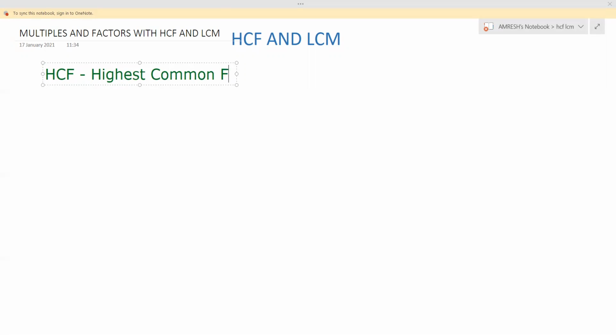So, highest common factor. HCF is the highest common factor. What do you understand by the highest? We have learned about common factor. What is the highest common factor? The largest common factor between two numbers, the greatest number which is a factor of the numbers. It is a common factor between two or more numbers. If I give a question, we will understand this by questions only.